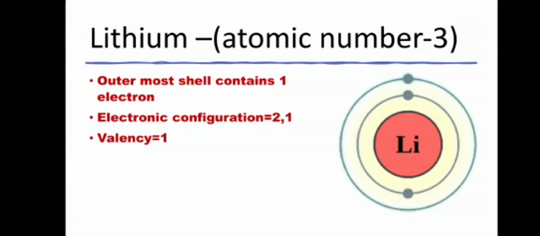Next shell can accommodate 8 electrons. So how many is here? 2 here. Okay, first shell. Second, in the last shell, it can accommodate 8 electrons, but here only 1 is left. Okay, so valency is the outermost shell electron. So what is the outermost shell electron? 1. So valency is equal to 1.